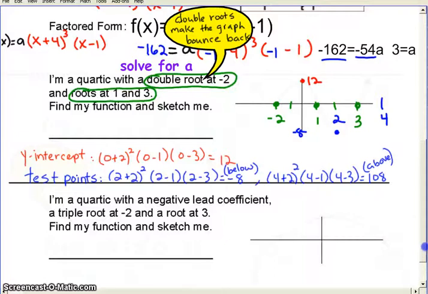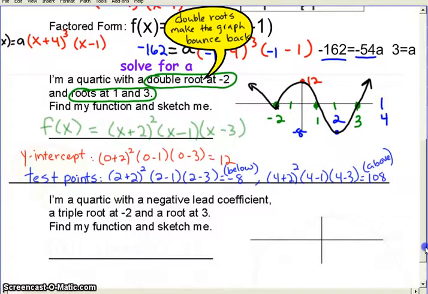Go ahead and connect those points. Since we had a double root at -2, that's where the graph would bounce back up. The function is going to be written as f of x equals x plus 2 squared times x minus 1 times x minus 3.